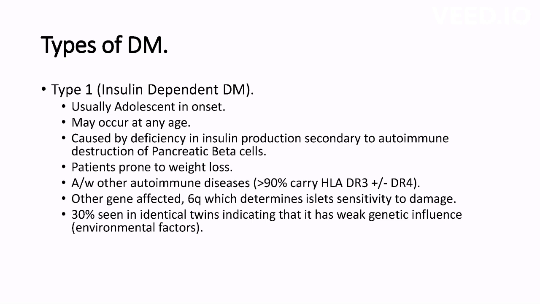More than 90% carry a human leukocyte antigen, DR3 or DR4. And other genes may be affected, the genes which are found in 6q, chromosome number 6, which determine the islet sensitivity to damage. And 30% is seen in identical twins, and this indicates that it has weak genetic influence because in type 2 diabetes mellitus, it's like 80% that is seen in identical twins. So that has a stronger genetic predisposition than type 1 diabetes mellitus.